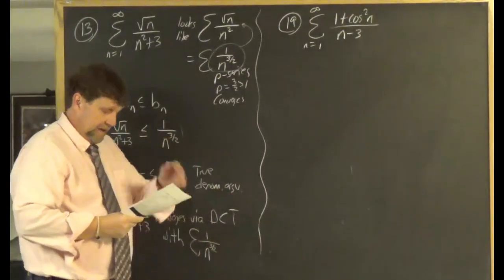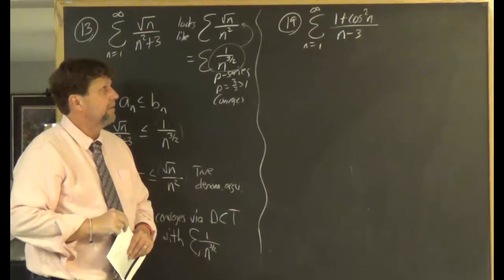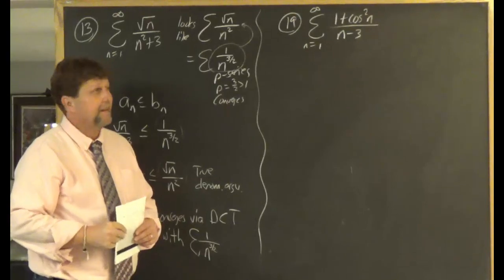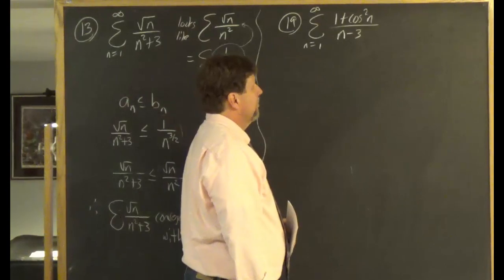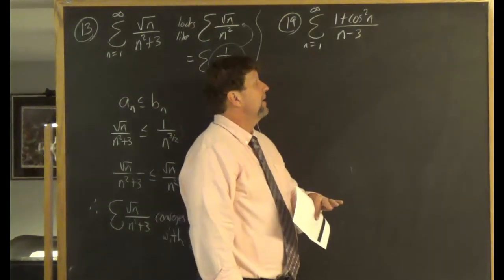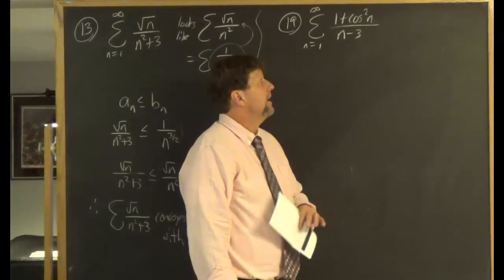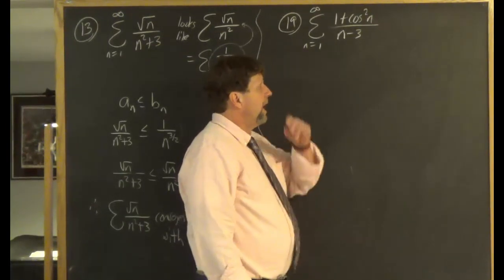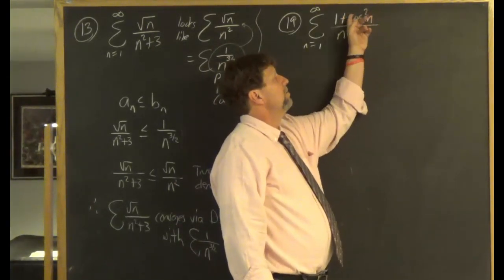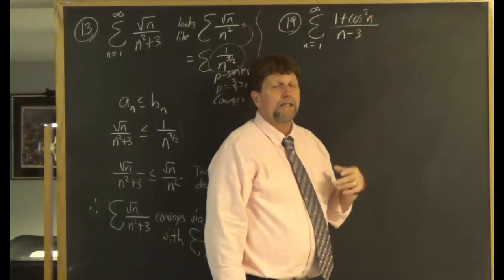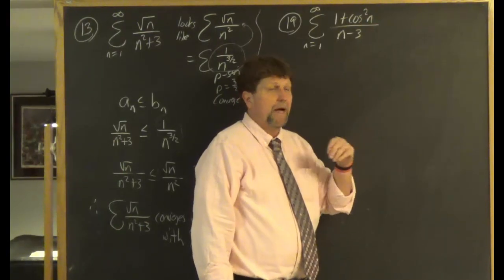Number 19. You knew I couldn't resist getting a series in here that involves a trig function. I mean, that's kind of cool. All right, so we're going to begin with this. Well, I see a 1 plus cosine squared n over n minus 3. So I'm looking at that numerator, a 1 plus cosine squared n. For all positive integers n, this is going to be a positive number because anything squared is positive.